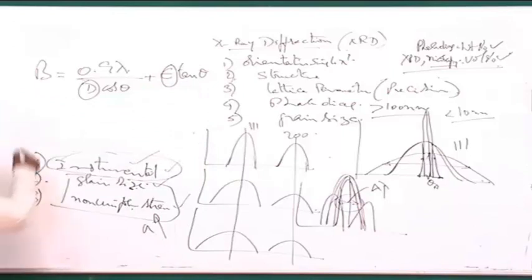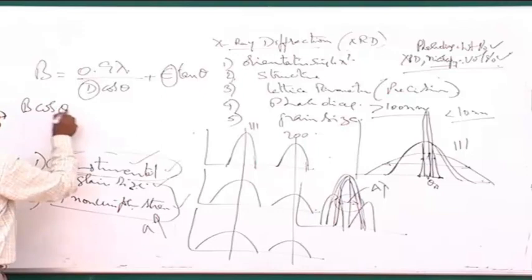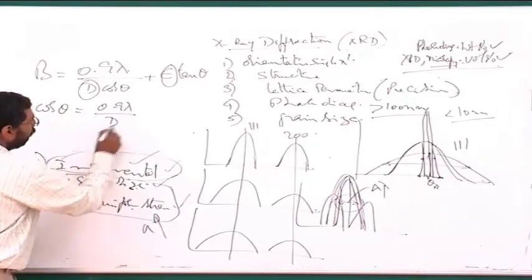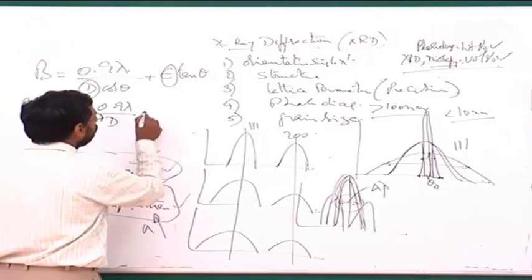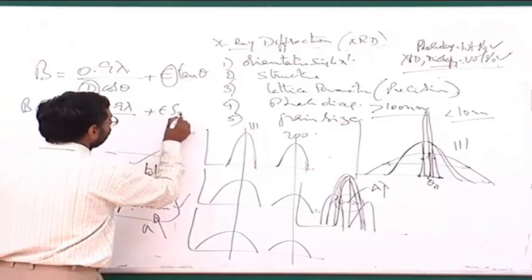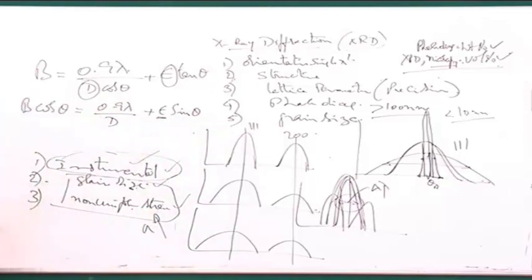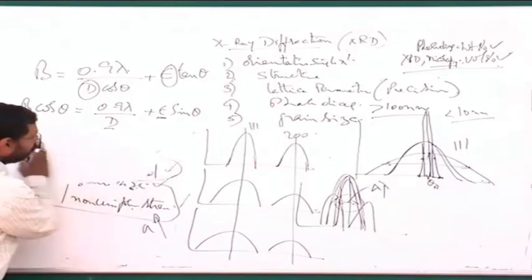So what people said is, if I multiply this with cos theta, you can see b cos theta is equal to 0.9 lambda by d plus epsilon sin theta, where epsilon is the strain inside the material and d is the grain size. Now what I do simply is I plot.